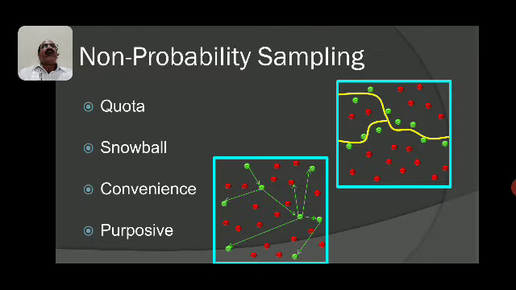Then if you see non-probability sampling, there are 4 types basically, and many more subtypes can be added: quota sampling, snowball sampling, convenience sampling, and purposive sampling. Remember these 2 diagrams. We will see how we utilize this in our field trip.